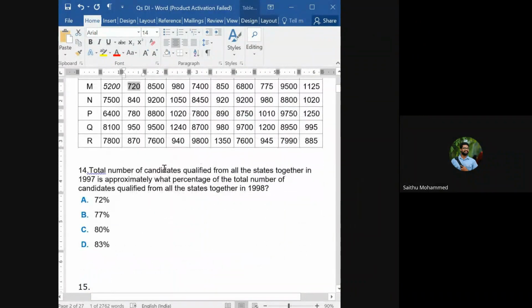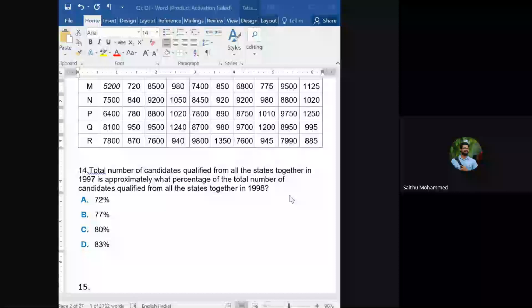See here, total number of candidates qualified from all the states together in 1997. So approximately what percentage of the total number of candidates qualified from all the states together in 1998 is the question. So here, as I told you, it will be a percentage, average, maybe a speed, distance, time problem, or an interest problem. Whatever we have learned so far, most of that only will be asked here.